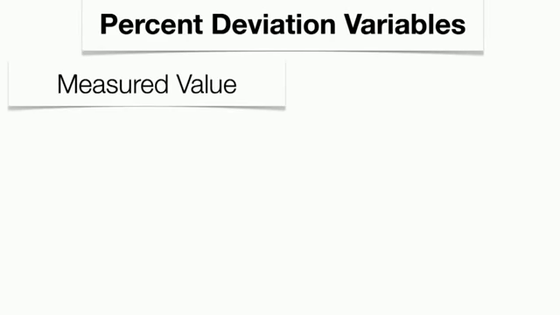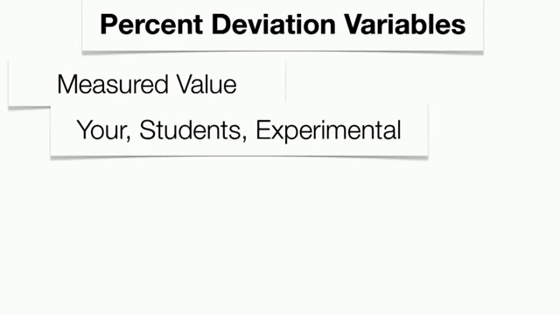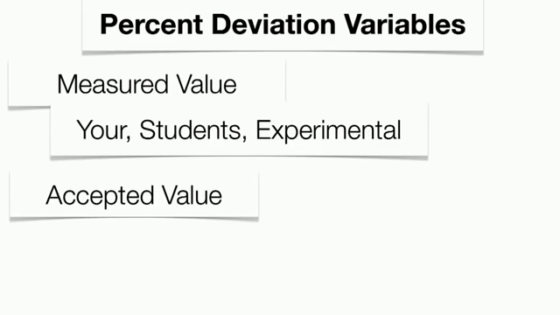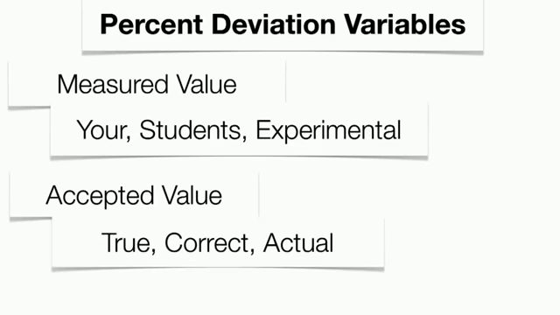So it's very important for you to have an idea that when you talk about the variables, measured values are going to be your value, a student's value, or the experimental value. The accepted value, some words there that are going to describe that, are the true value, the correct value, or the actual value. So percent deviation is the difference between the measured and accepted value divided by the accepted value, multiply it by 100.